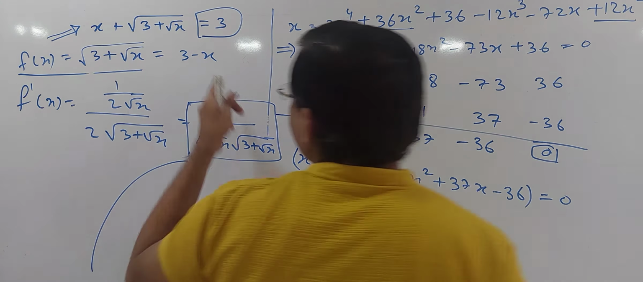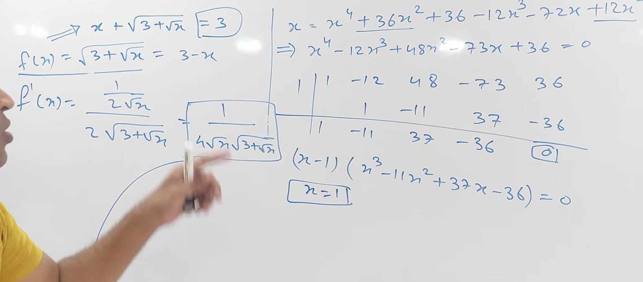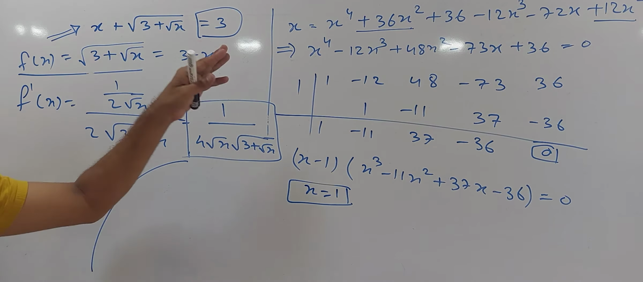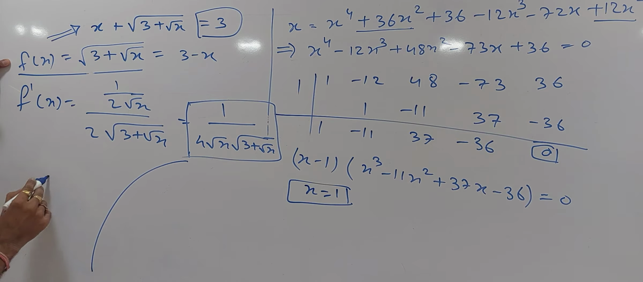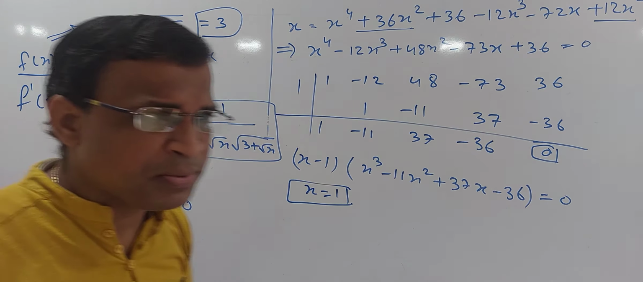What about 3 minus x? f of x is equal to 3 minus x. That is the second function. 3 minus x is a decreasing function. How? Put x equal to 1, or you can take the derivative also. If you take the derivative of this function, f dash of x you are going to get minus 1. And your derivative is negative, that means it is a decreasing function.